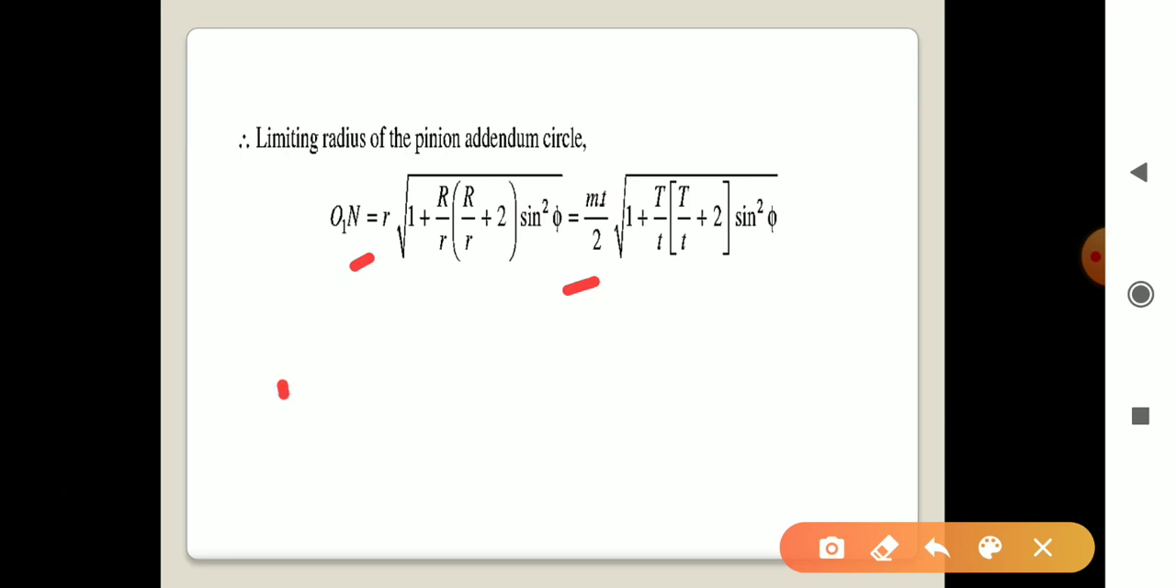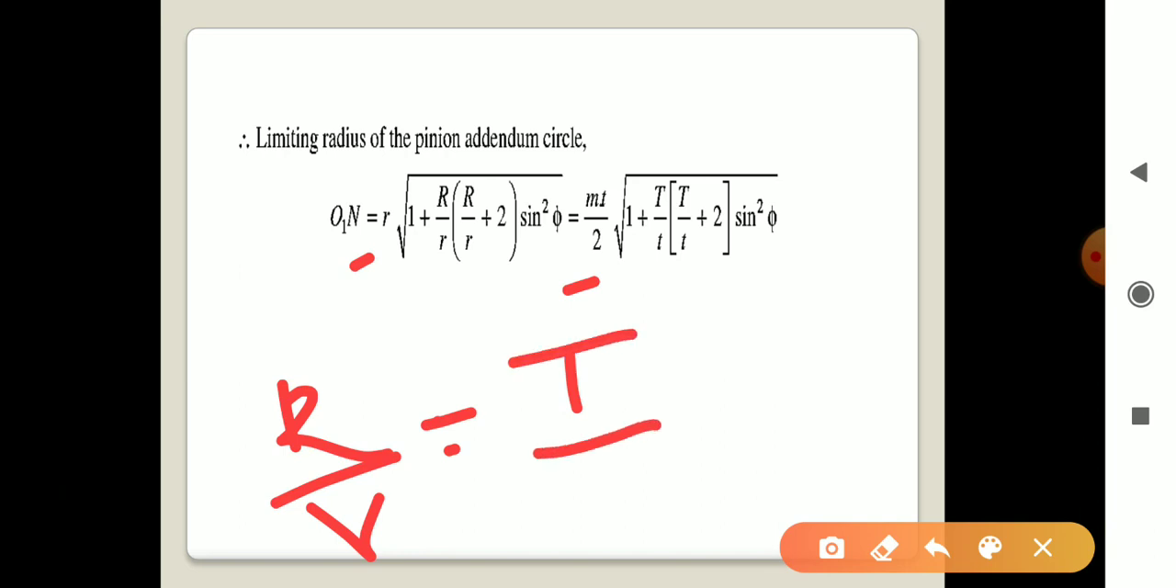We know that capital R divided by small r, we can also write as capital T divided by small t. So put here, instead of capital R divided by small r, capital T divided by small t. So we get the equation O1N is equal to small m into t divided by 2 into bracket 1 plus capital T divided by small t into square bracket capital T divided by small t plus 2 into sine square of phi. This is what O1N is.